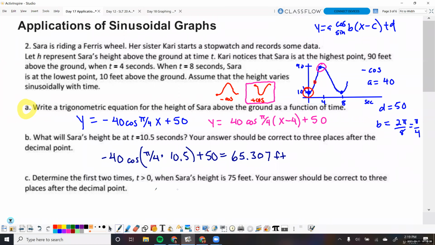All right, so again, now if I'm looking for when is the height, like if I'm looking for a y value, I'm going to need to graph my 2 equations. I'm going to need to graph negative 40 cosine pi over 4x plus 50. And I just need to graph y equals 75 on the same screen.